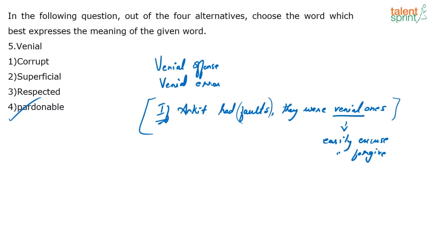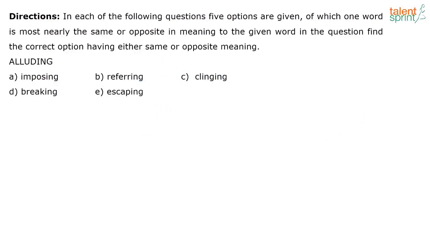It may not work all the time for all the words. That's what I'm saying. I would not recommend that strategy. So in each of the following questions, 5 options are given, of which one word is most nearly the same. So I can have a synonym or an antonym to the given word in the question. Find the correct option having either same or opposite meaning.